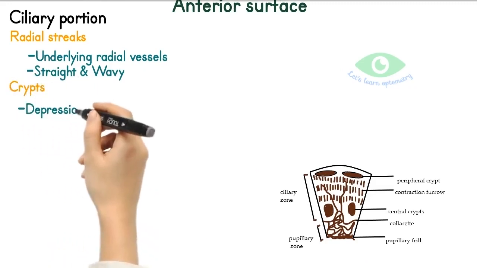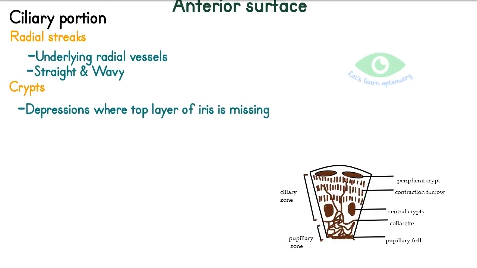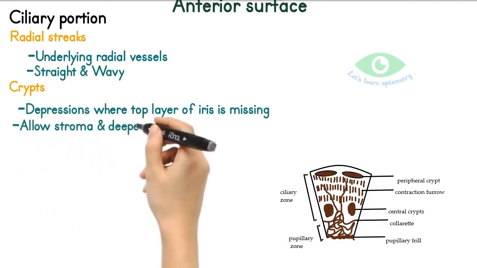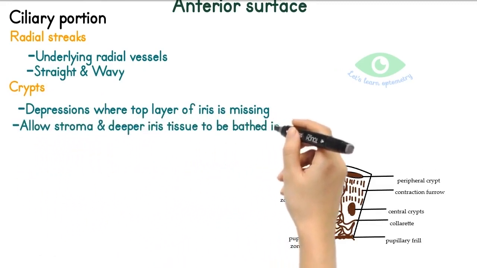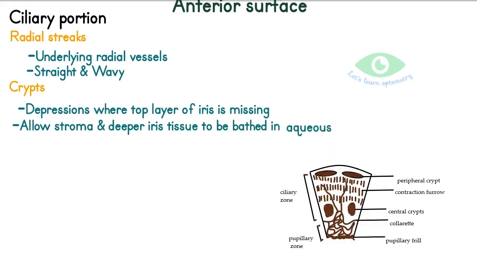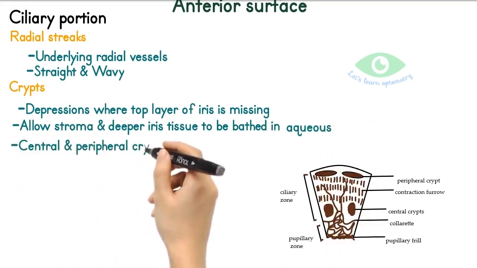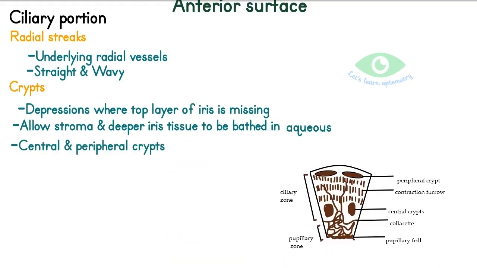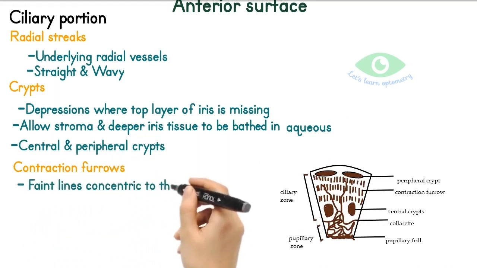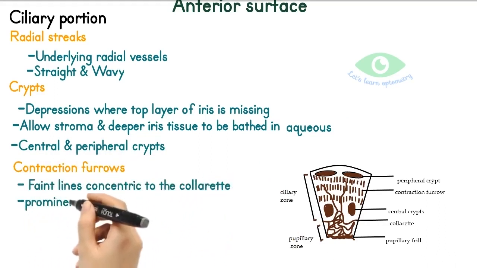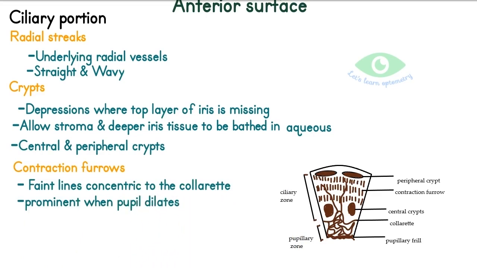Crypts. Crypts are depressions where the superficial layer of iris is missing. Crypts allow the stroma and deeper tissues of the iris to be bathed in the aqueous fluid. The central crypts are present near the collarette and the peripheral crypts are located near the iris root. Contraction furrows. These are seen as faint lines concentric to the collarette. They become prominent when the pupil dilates.